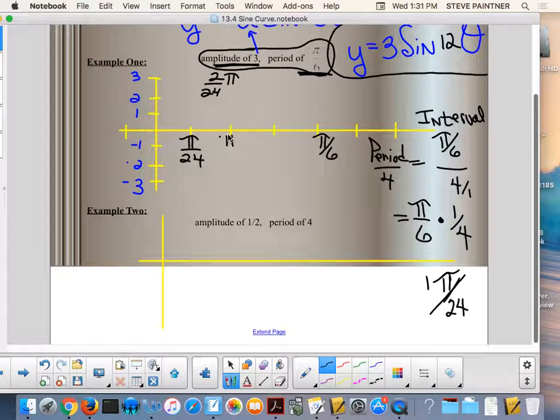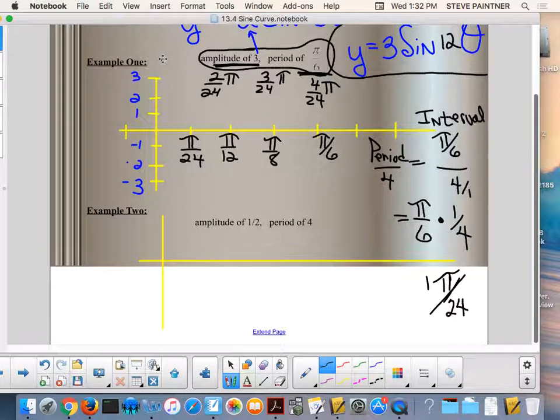Yep. Okay. The next one is called 3/24 pi. Pi over 8, good. And the next one is called 4/24 pi. And 4/24 reduces to what? Pi over 6. Oh, look, pi over 6. We have it. It's perfect.